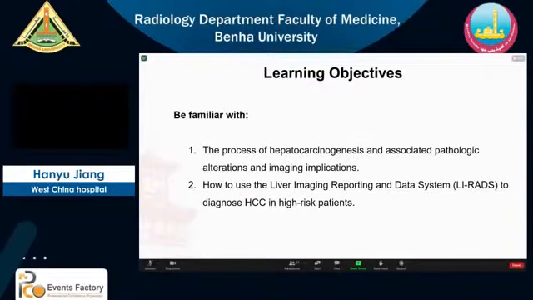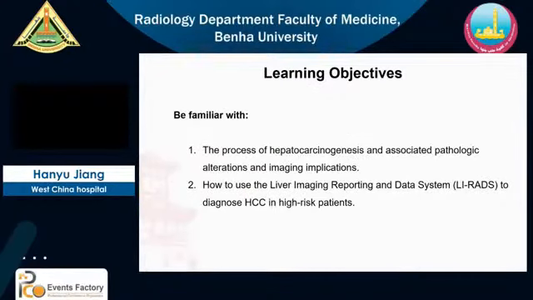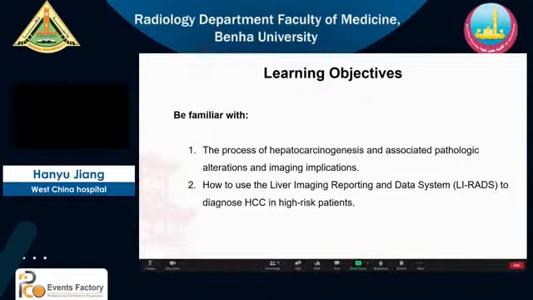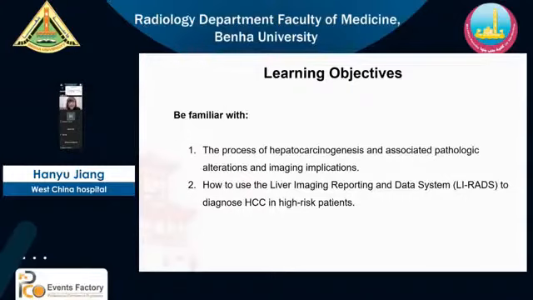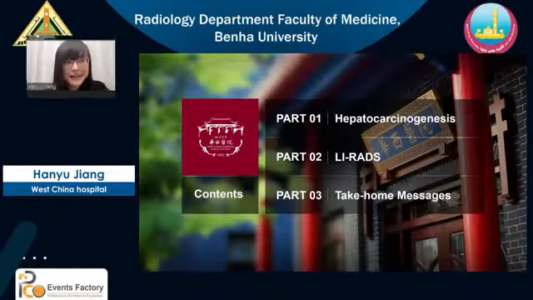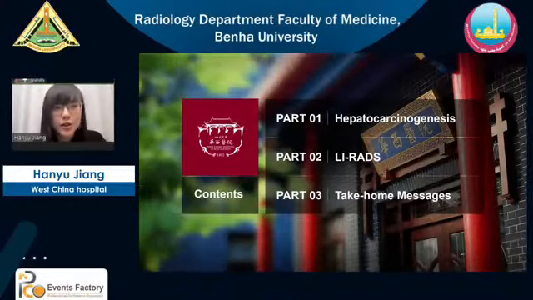After participating in today's session, I'd be delighted if you would be familiar with the process of hepatocarcinogenesis and associated pathologic alterations and imaging implications. And second, I hope that we would be familiar with using the Liver Imaging Reporting and Data System, LI-RADS, to diagnose HCC in high-risk patients. Next, let's get started with our first learning objective, hepatocellular carcinoma.